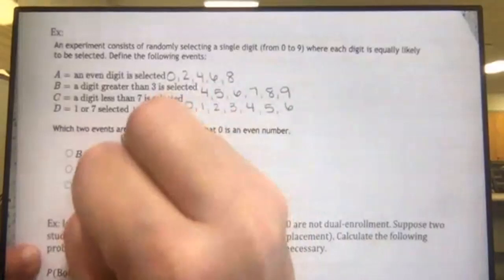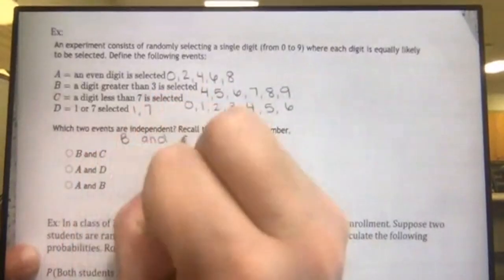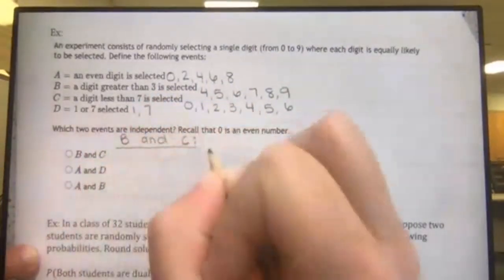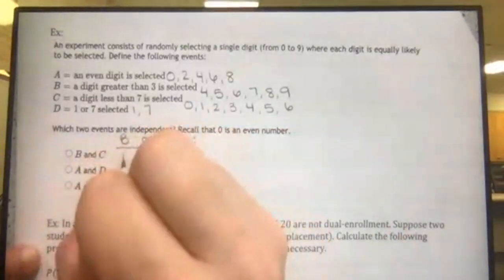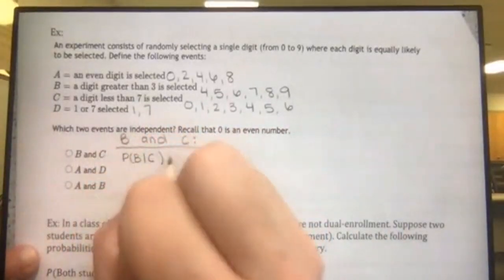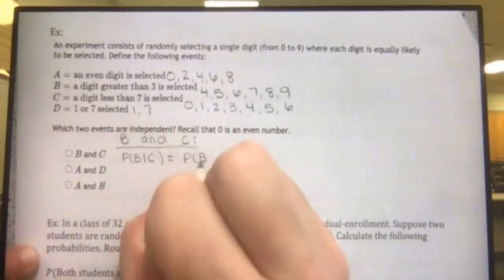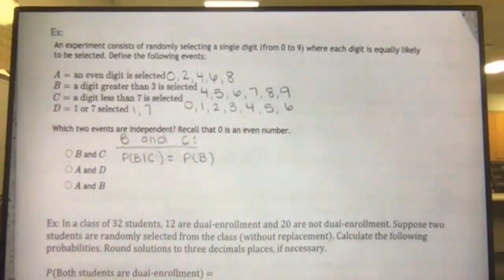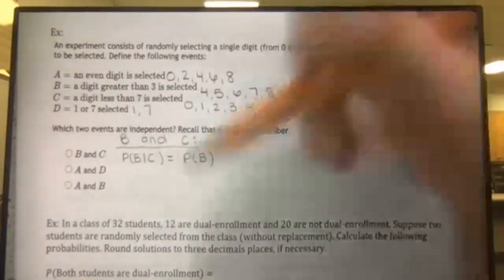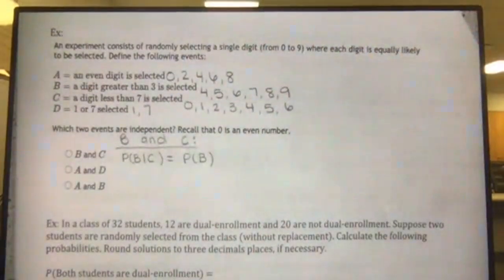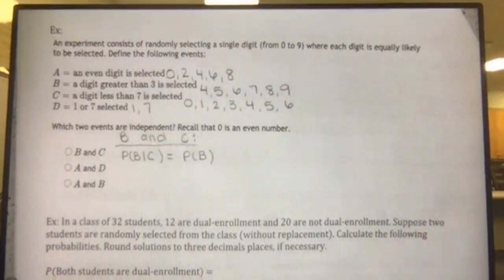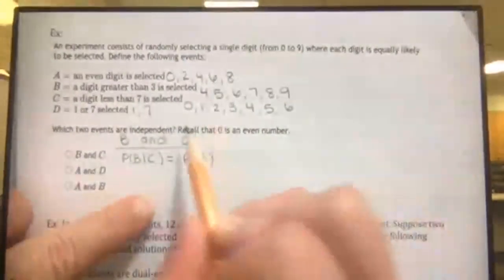So for B and C, that means the probability of B given C has to equal the probability of B. In order to find the probability of B given C, you can do what we just did. But now that we have actual numbers here, there's an easier way of thinking about what would happen. So probability of B given C, that means we're only looking at C.